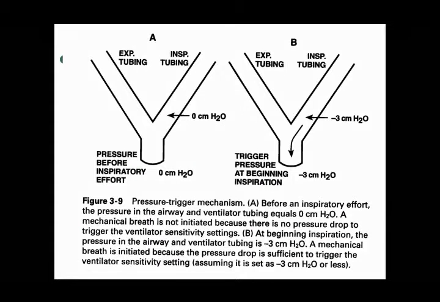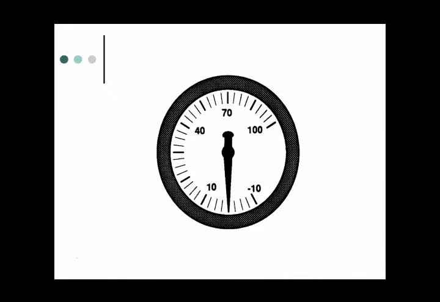So again, graphically, what we'd be looking at, this is the inspiratory limb. This is the expiratory limb. At rest, there's 0 pressure in there. When they create -2, -3, whatever you have the sensitivity setting set for, it will recognize the patient wants a breath, and the ventilator will turn on and deliver the breath. Ba-ding! Trigger the breath on.